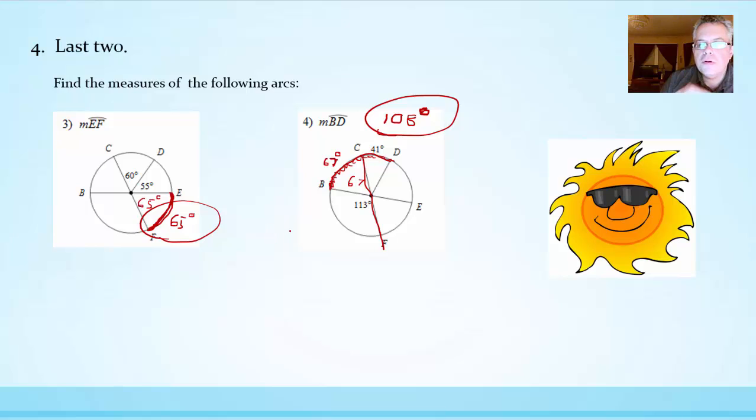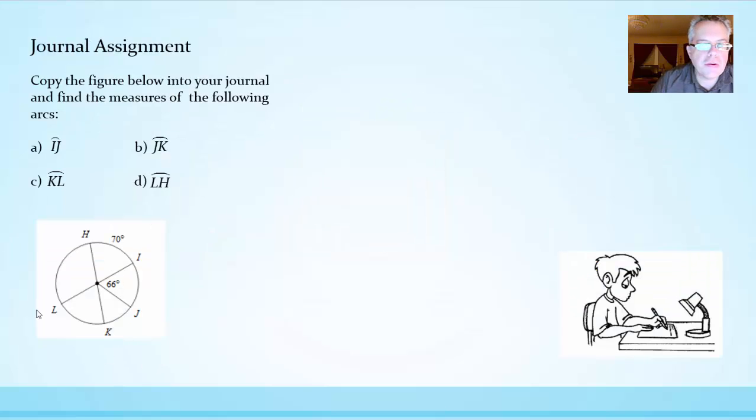Okay, so we learned about central angles. The central angle has its vertex at the center of the circle, and the measure of the arc it cuts off is equal to the measure of the angle. All right, so I have a little journal assignment for you. This will be really quick. If you kind of caught what we were doing. There it is. So copy this circle in your journal and copy the points on the circle and the 66 and the 70 degrees, and then use those measures to find the measure of these four arcs. Okay, so good luck. See you in class.